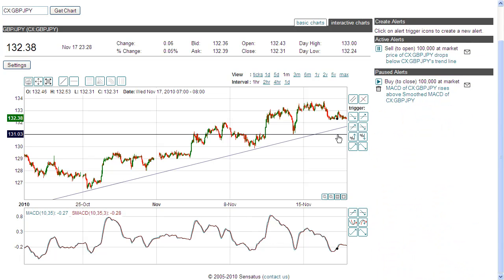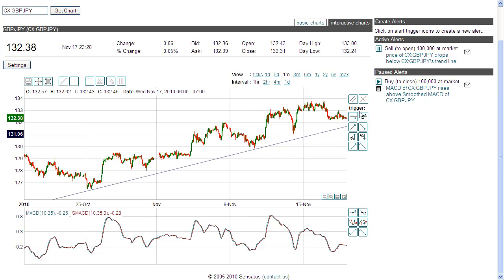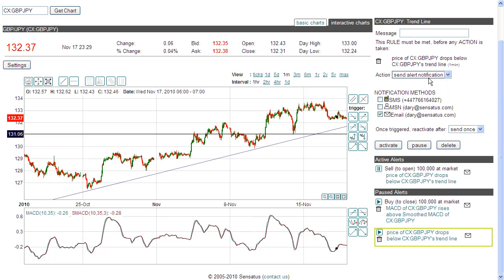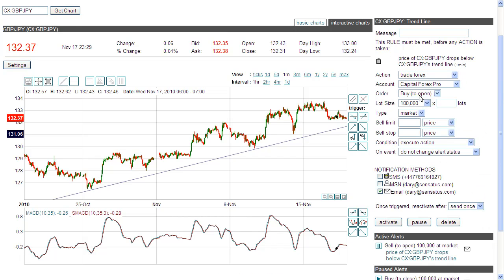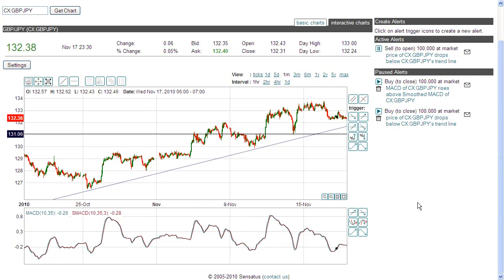The next rule, if the price falls below this trend line, I'll just pull it in slightly. So the minute it hits this trend line, again buy to close, if short, and then pause the MACD rule if this one triggers first. So now we wait.